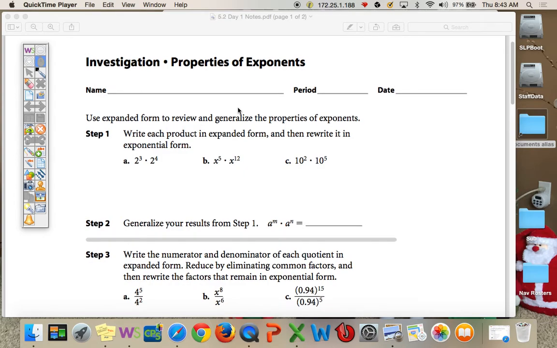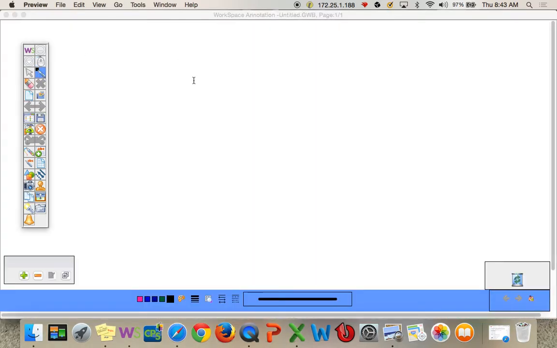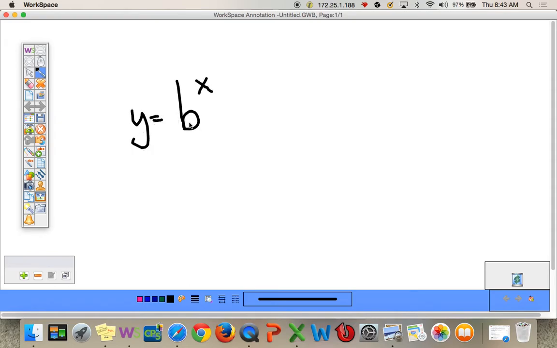Today we investigate properties of exponents. So to review, there's two parts of exponents. We have a base, we'll call this b, and then we have the exponent. So we looked at this equation with exponential growth and decay with the value in front. But again, the base is the big number, the exponent is the little one.